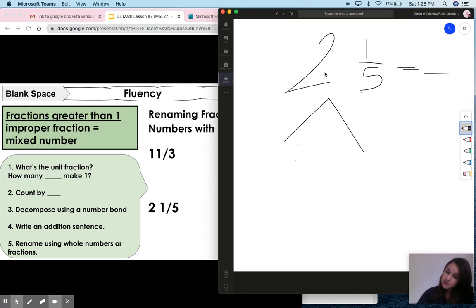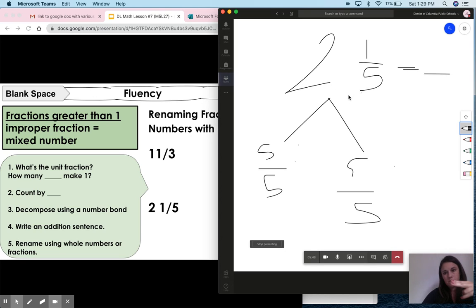2 is a whole number. But what unit fraction are we talking about? 5, good, fifths. So how many fifths are in a whole? Yes, 5/5. That should be coming to you real quick by now. So in 2 wholes, how many 5/5 are there? 1 whole is 5/5. 2 wholes is another 5/5. Is that all we got in this original mixed number? Nope, we have one more thing, right? 1/5.